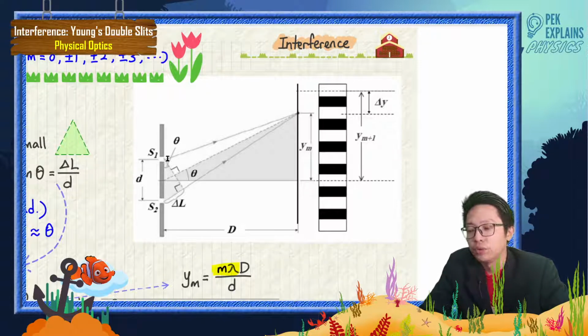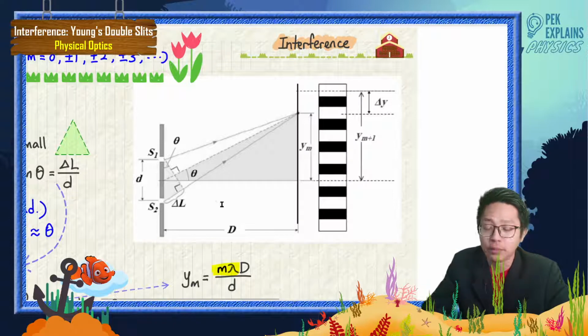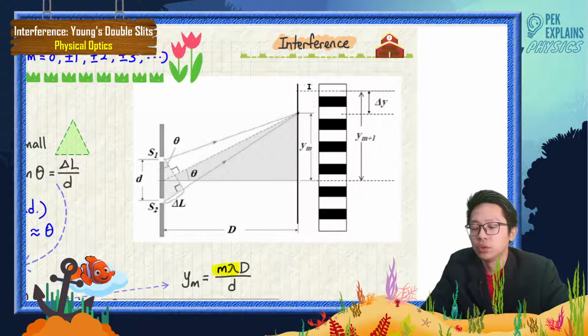We have two slits, S1 and S2. We call it double slits. So the distance between these two slits we use a symbol small d. Okay, this small d is called the separation between the two slits. And then here you can see there's a screen that displays the interference pattern of the double slit. So this is the screen.